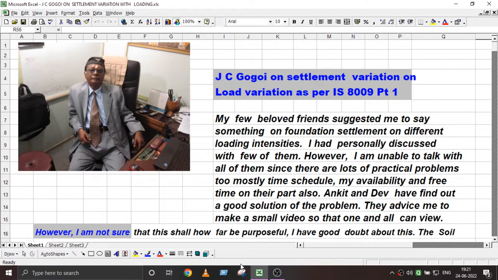Today I am going to discuss settlement of foundation soil, that is, settlement of soil resting below the foundation under various loading conditions. A few of my beloved friends suggested this after an earlier video of mine, where I gave a simple method of estimating foundation settlement using the IS code of practice. On the basis of that, my friends asked about settlement for different loading conditions, and what the approximate pattern shall be.